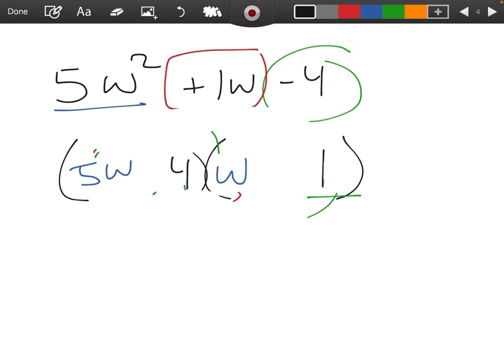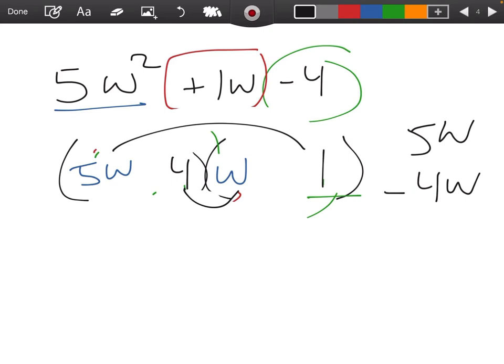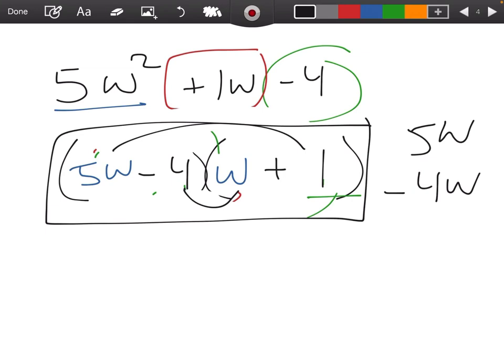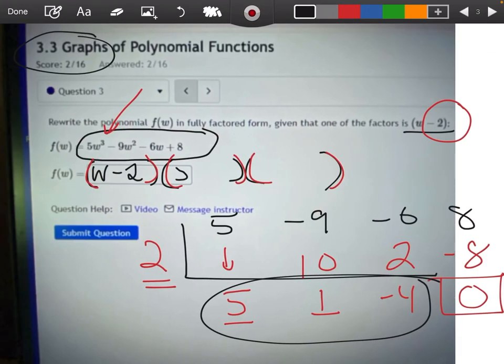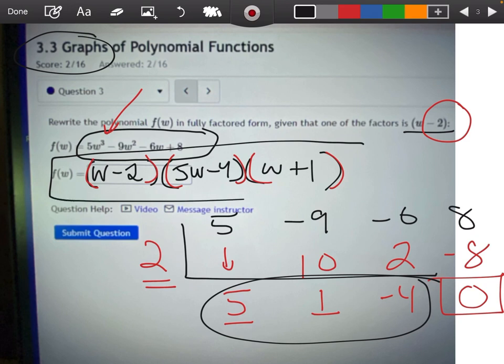Let's try putting the 4 here and the 1 here. 5 times w, 5w. 4 times w, 4w. Can I get a 1 out of there? Yes, if I subtract. Let's make that a minus and that a plus, okay? Now, what I'm going to do now, y'all, I'm going to get this guy, and I'm going to bring it back on my other slide. So 5w minus 4, w plus 1. And we are done, y'all.